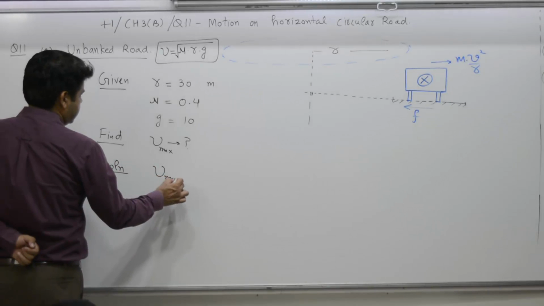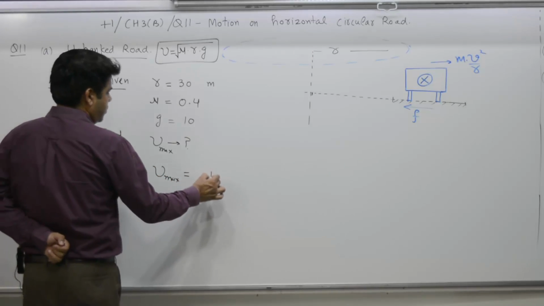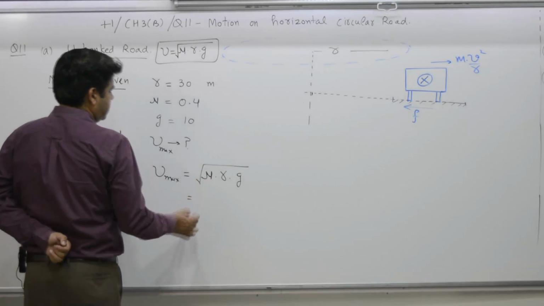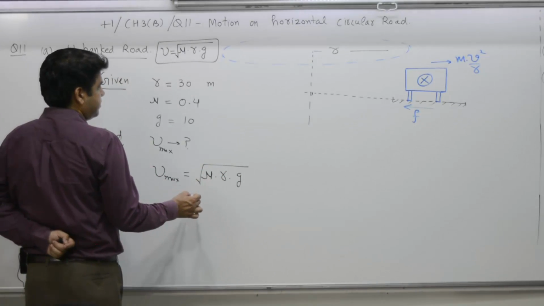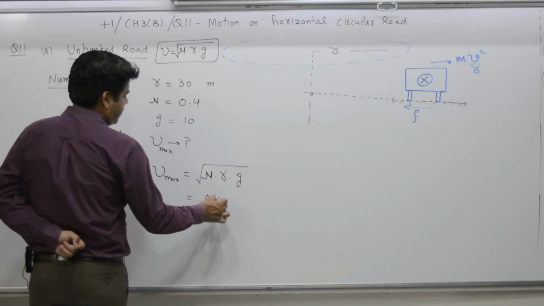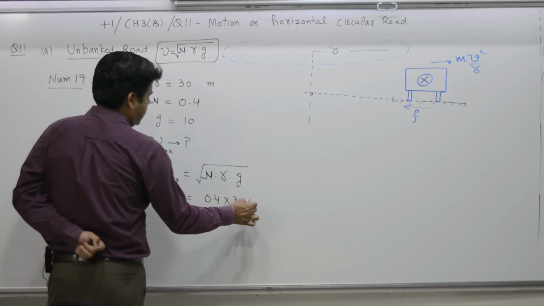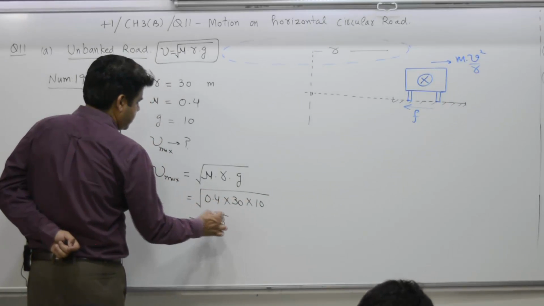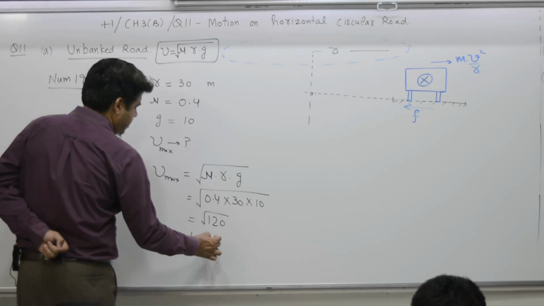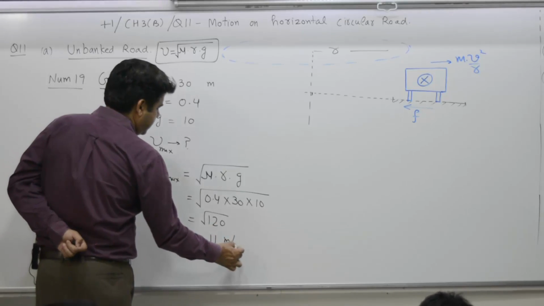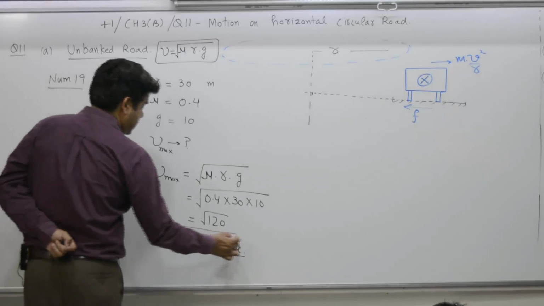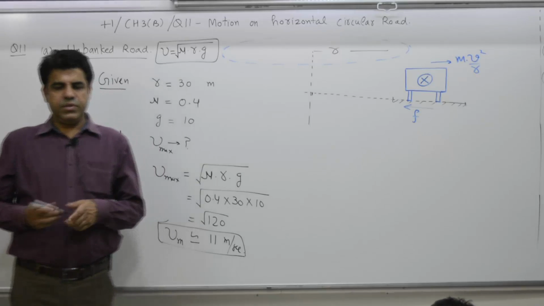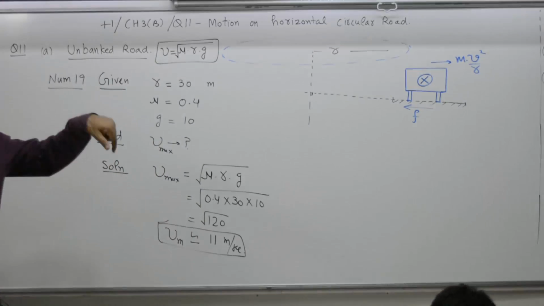V max is equal to root of mu R G, is equal to, mu is how much? 0.4, R 30, G 10, is equal to root of 120, approximately equal to what? 11 meter per second. Means what? You can turn at what speed?